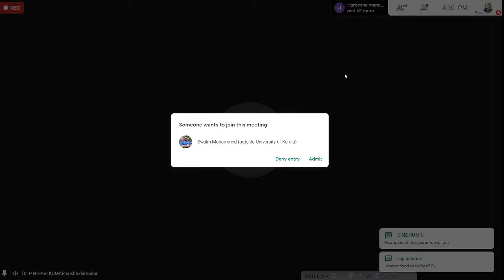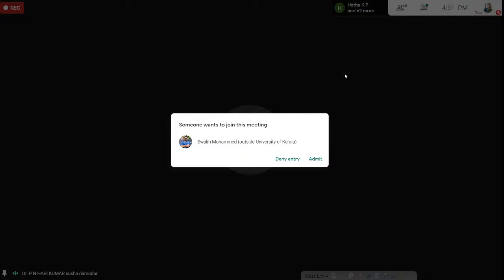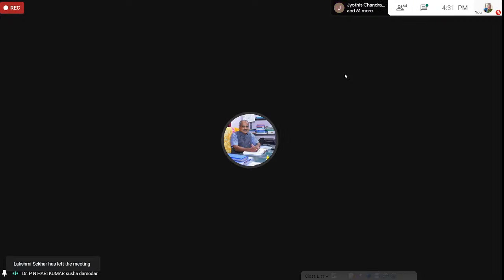Examples of non-parametric tests: chi-square test, Kolmogorov test, Mann-Whitney test, run test, Wilcoxon test, etc. Another question? Sir, are the level of significance and confidence level one and the same? No, not always. 5% level of significance means 95% confidence level. 1% level of significance means 99% confidence level.